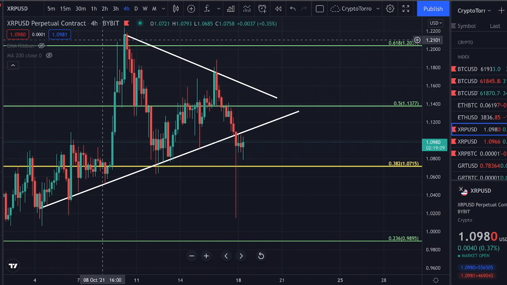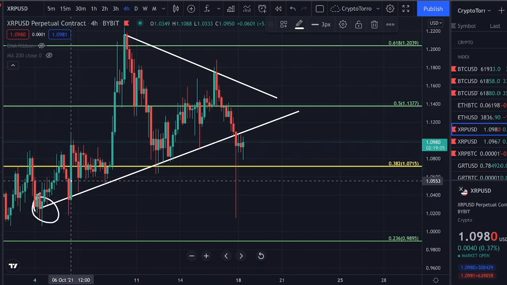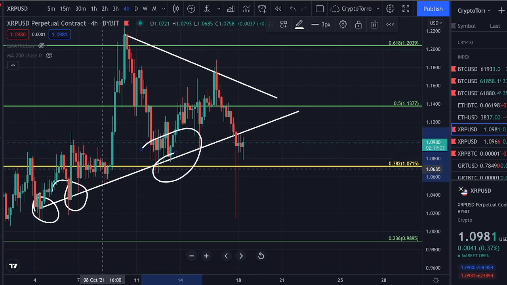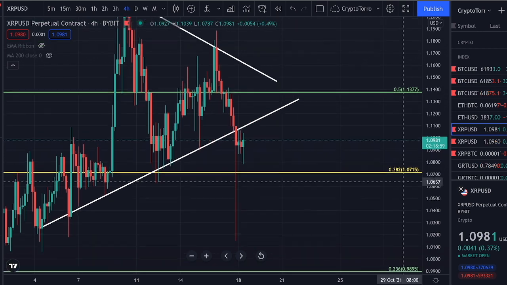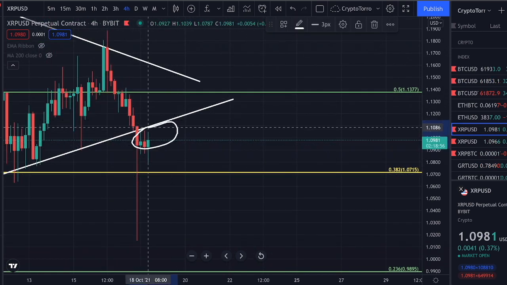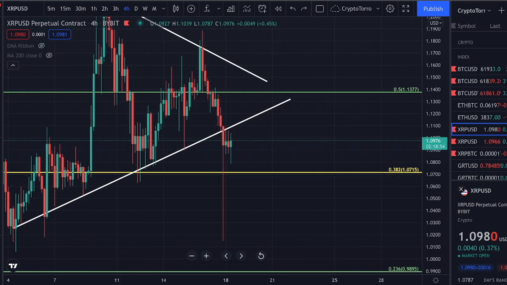But right now you can clearly see something I think is very important, and that is that we broke down below this ascending support. This ascending support was a confirmed support line with already 3 touch points, and unfortunately we broke down below it. We are right now retesting this support as resistance, and I think this is a confirmed breakdown.